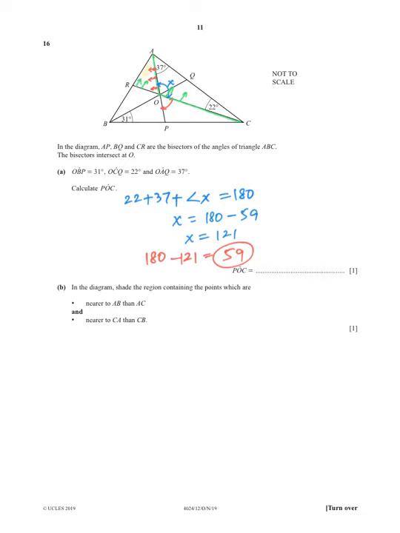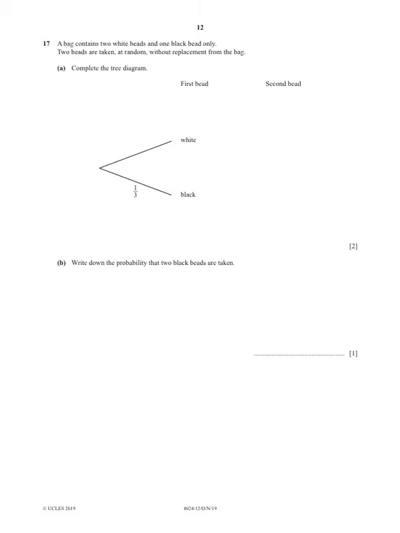So that is the region in which both of these arrows lie, and that is your final answer for the shading. Question number 17: a bag contains 2 white beads and 1 black bead only.